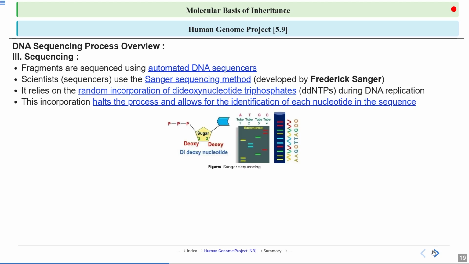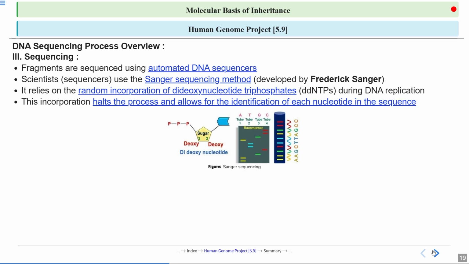So now after the DNA isolation and cloning, what will they do? They will sequence. How are those fragments sequenced? They are sequenced using an automated DNA sequencer. Scientists use what? Scientists use the Sanger sequencing method. And who developed the Sanger sequencing method? Frederick Sanger developed this method.